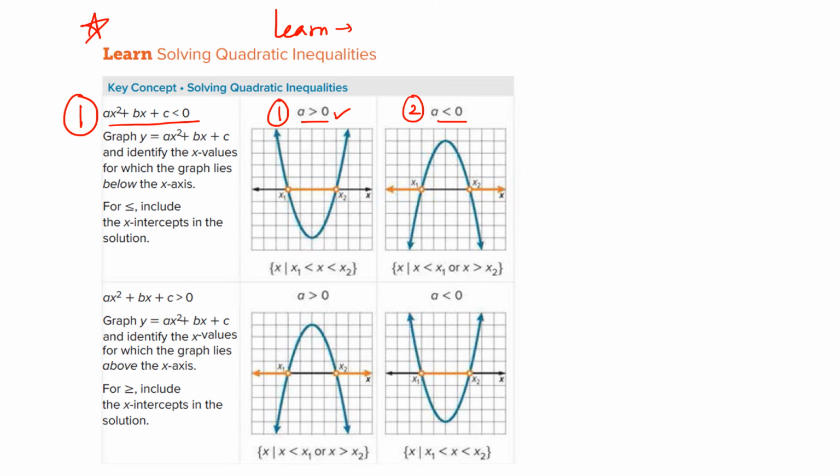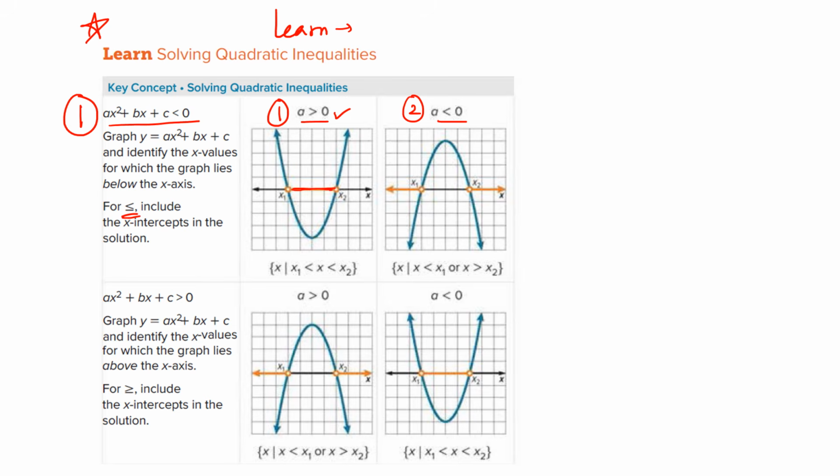These two are not included, but if you get equal to included in the exam, then these points will also be a part of the solution. Now, when your a is positive, the solution is the set of all x which are lying in between these two numbers, not the outside. So that is the first graph.